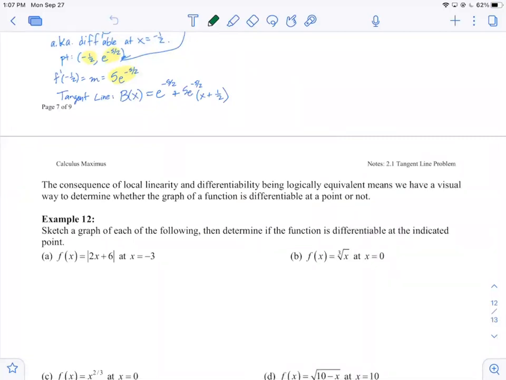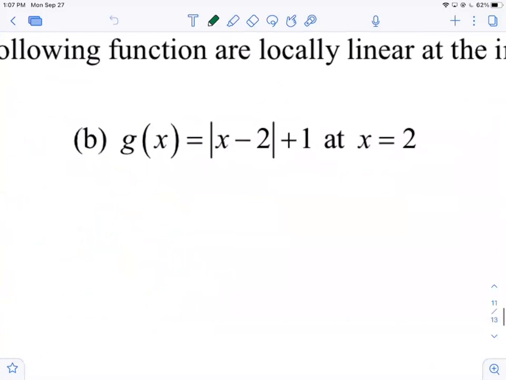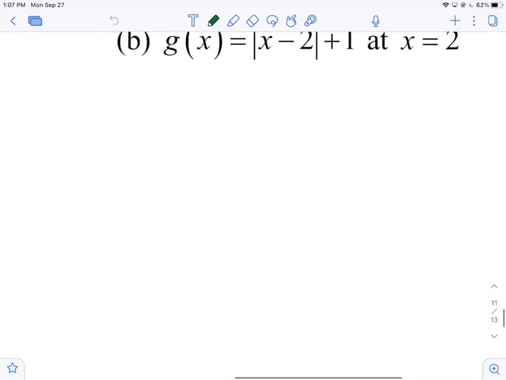So local, linear, and differentiable. What's the difference between them? Really nothing, right? You could do the same thing for this one. Let's do this one quickly. G of x equals the absolute value of x minus 2 plus 1 at x equals 2.